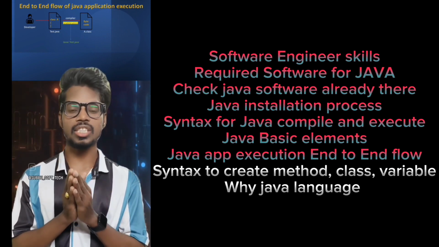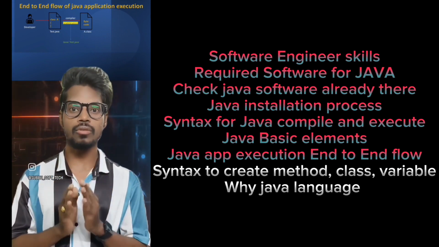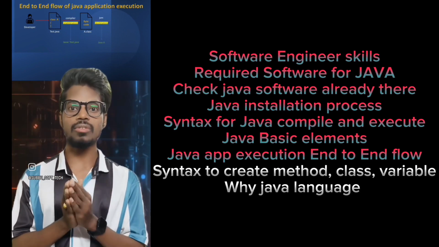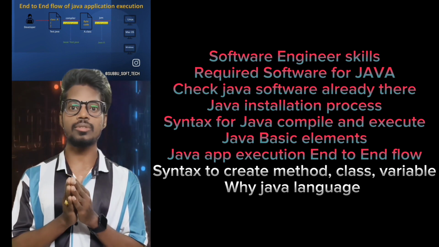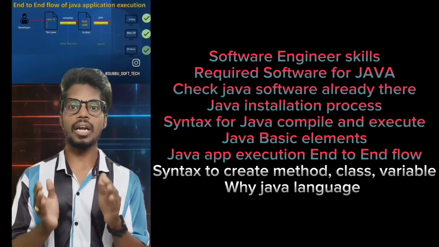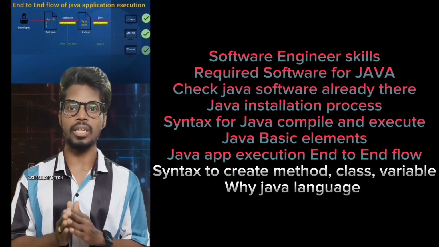Once the .class file is successfully generated, we have to execute your Java application. The JVM software is responsible to execute. That's why we have to use the JVM software in order to execute your Java application, to convert bytecode into current operating system understandable code, guys.